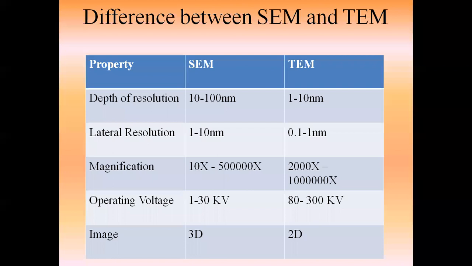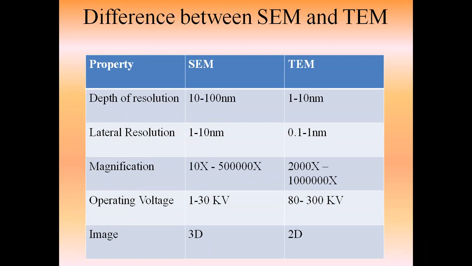So we'll take some differences between the two different types of microscopes. The depth of resolution in the case of SEM will be 10 to 100 nanometer; in the case of TEM, it will be 1 to 10 nanometer. Lateral resolution is 1 to 10 nanometer for SEM, and for TEM it will be 0 to 1 nanometer. Magnification is 10x to 5 lakh x in the case of SEM. In the case of TEM, it ranges from 2000x to 10 lakh x.